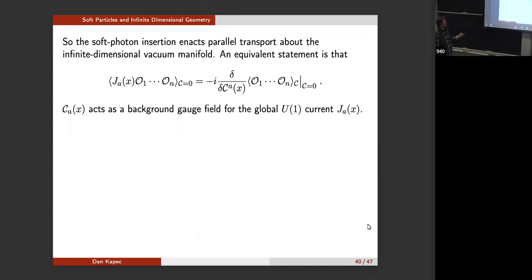An equivalent way of saying it would be that this boundary condition, this non-normalizable mode for the gauge field, acts as a background gauge field for the U1 current in the model. That's a familiar statement in anti-de Sitter space as well. When you have a field with a normalizable mode and a non-normalizable mode, the non-normalizable mode, if you turn it on, acts as a source for the normalizable mode in the dual conformal field theory.